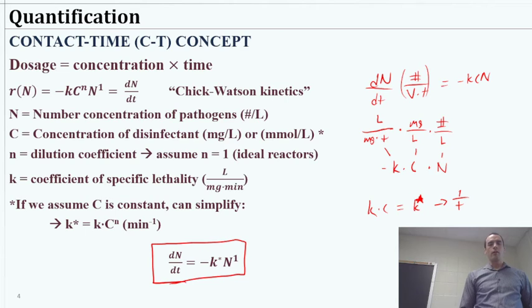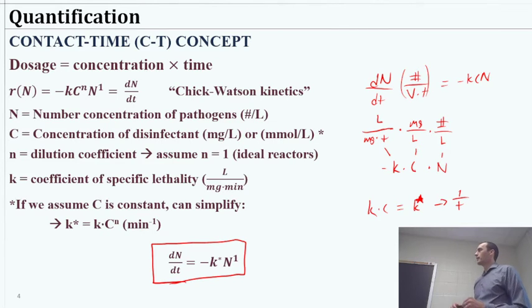So the K star is the combined constant. In this example, if I'm using milligrams and minutes, that would be per minute for K star, as if we put minutes here. So that's the essence of Chick-Watson kinetics.